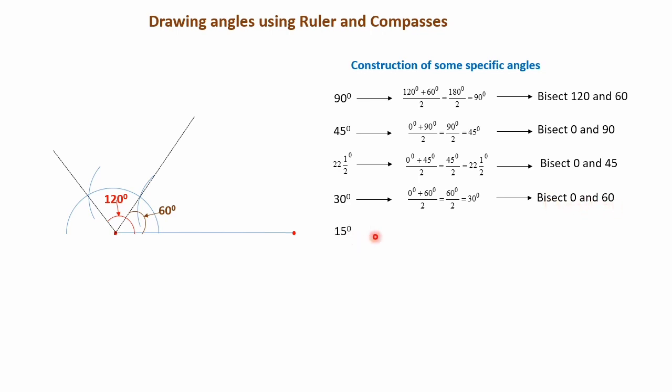Next is 15 degree. It is quite clear. Half of 30 is 15. Means how we have got it in the sense 0 plus 30 by 2, that is 30 degree by 2, that is 15 degree. How we have to draw in the sense, we have to bisect 0 and 30. Next, move on to exercise questions. Exercise 11.1, first question.